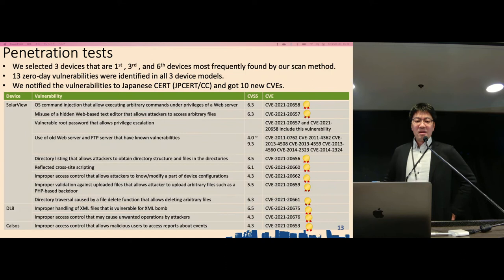So next, I'd like to talk about penetration tests. We selected three devices: the first, third, and sixth devices most frequently found by our scan method. We actually bought the three devices and conducted manual penetration tests and tool-based penetration tests using tools such as OpenVAS. As a result, 13 zero-day vulnerabilities were identified in these three device models, and we then notified the vulnerabilities to the Japanese CSIRT, JPCERT, and got 10 new CVEs.